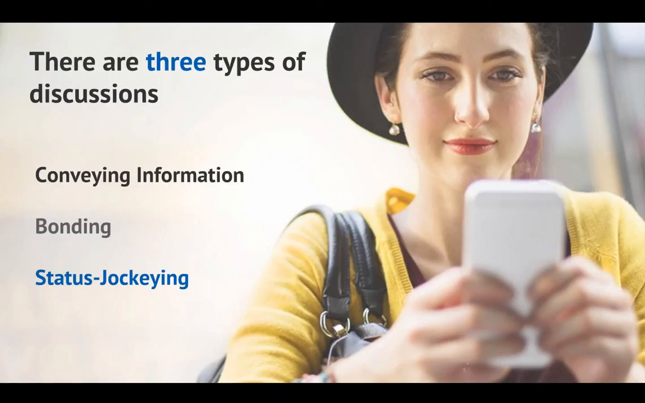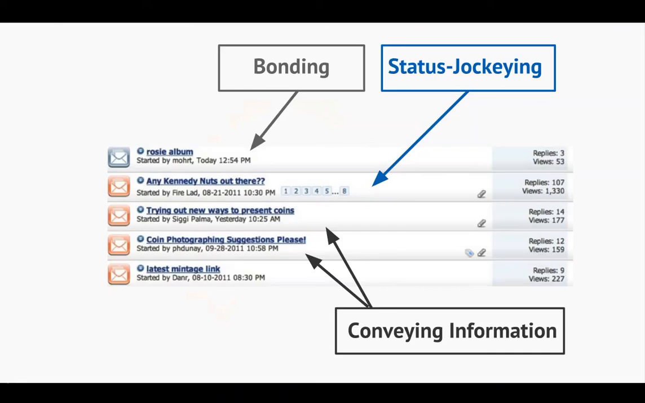The third are what we call status jockeying discussions. These are a little bit harder to spot, but it's usually where people are trying to show off to one another. So for example, if I were to say, what is the best way you've found of doing X? That's a very clear status jockeying discussion. If I were to post something that I've recently done or something that I've recently achieved, again, that's a very clear status jockeying discussion. So let me show you these in practice.